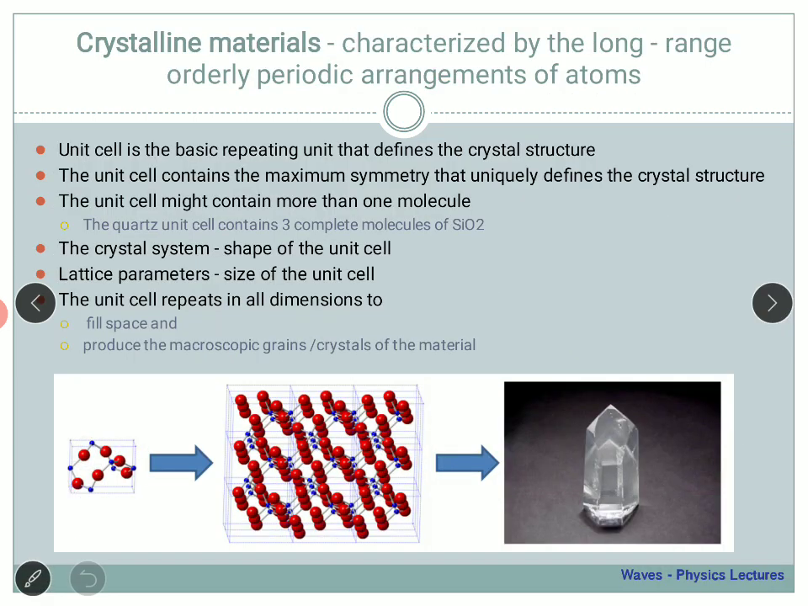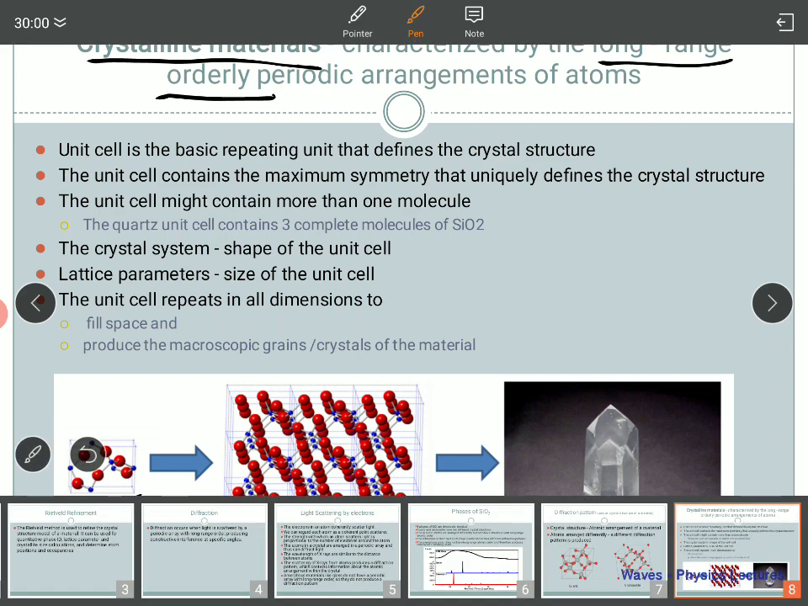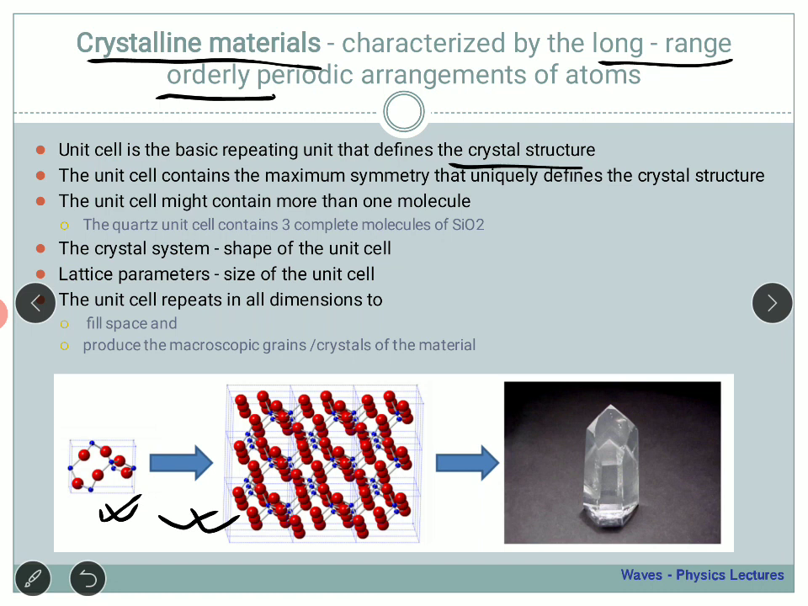So let's look into this crystalline material. The crystalline material, as I told you, is characterized by long range order. Please remember this term, long range order. So what is a unit cell? This is a unit cell, and if you repeat it a number of times, you will basically get the crystal structure. So it's a unit cell, and then you get the crystal structure.